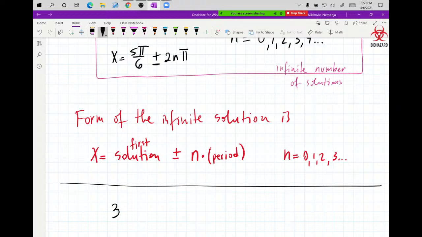3 sine x minus 2 is equal to 5 sine x minus 1.